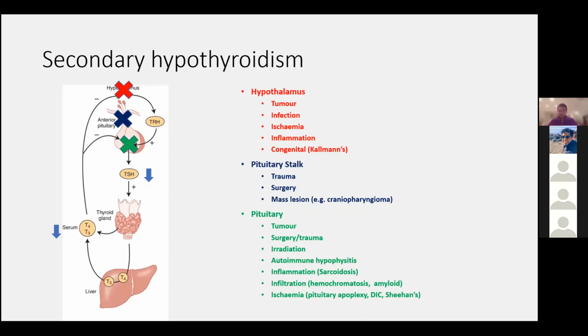Diseases of the pituitary stalk include compression of the stalk by trauma, by a mass lesion like a tumor, or if it's damaged during neurosurgery. And lesions of the pituitary gland itself include ischemia of the pituitary, surgery, trauma, tumors, inflammation of the pituitary gland, and infiltration, diseases such as amyloid and sarcoidosis as well.